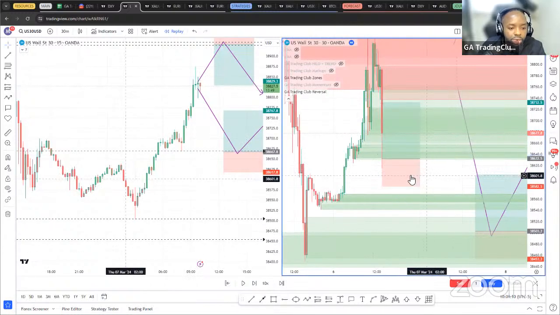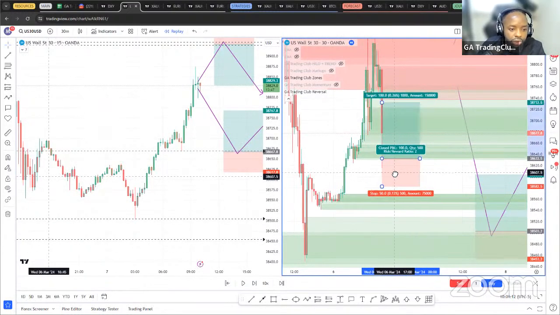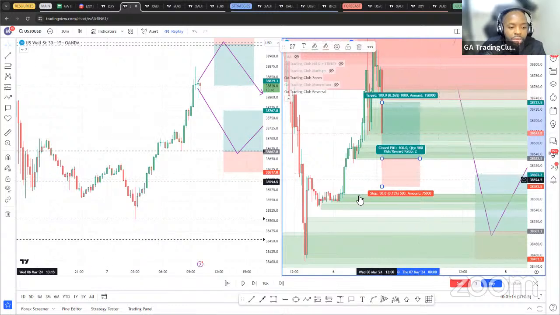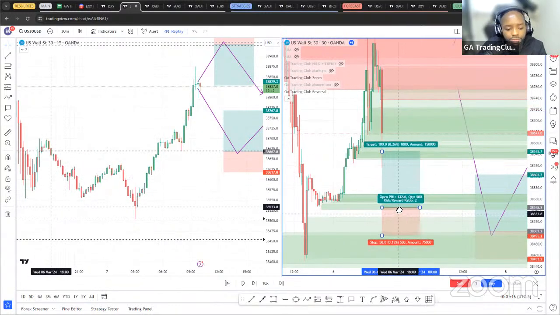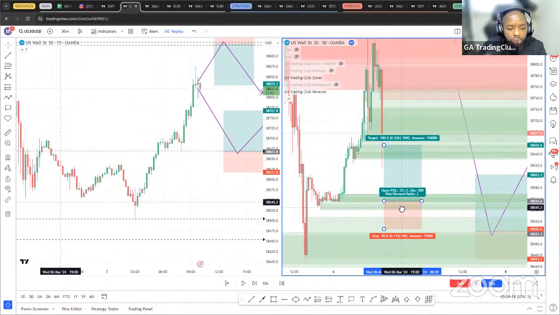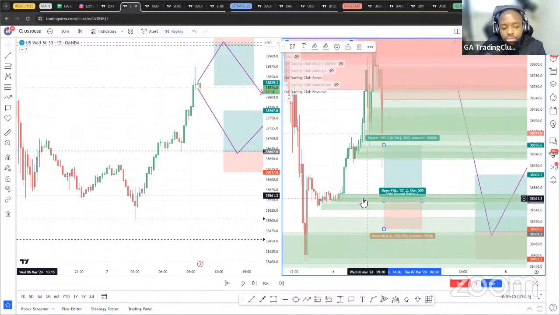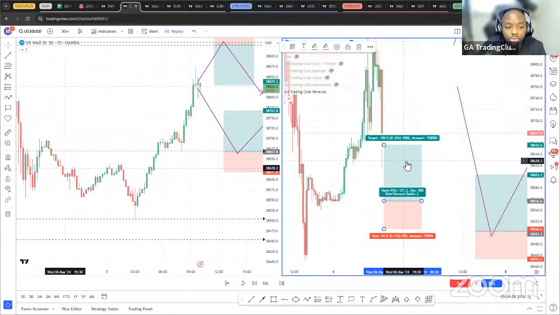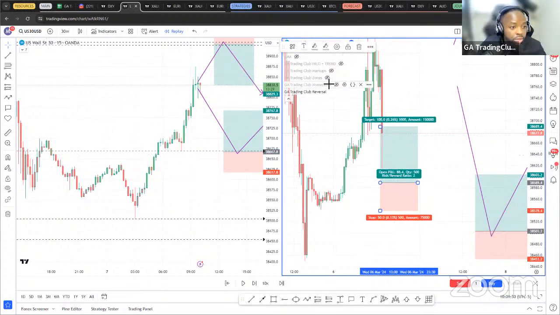For example, here, as much as this was a nice zone and this one happened, this is the buy that I caught. But you can see down here we still have this zone right here, and this zone has better structure to the left than this one. Here there was more consolidation to the left compared to here. Eventually, this one would have hit break even.